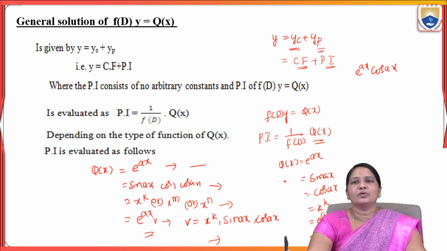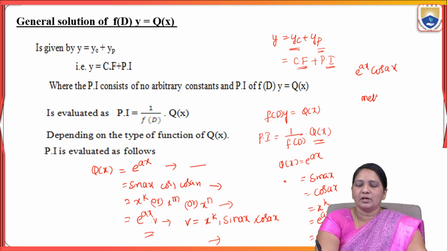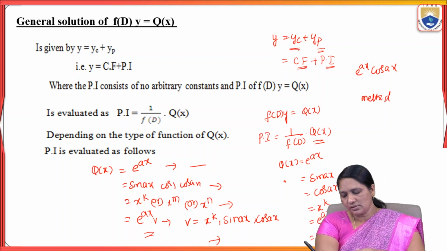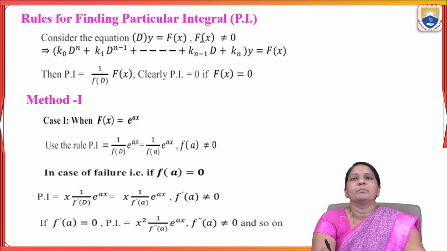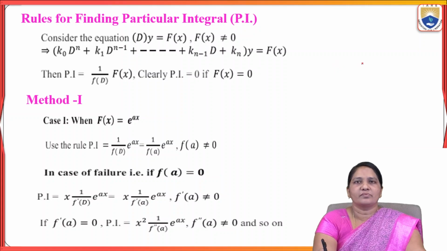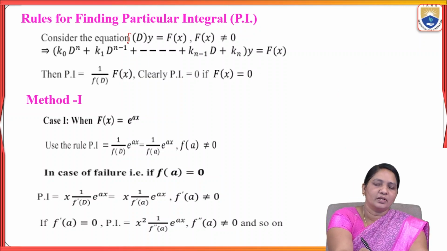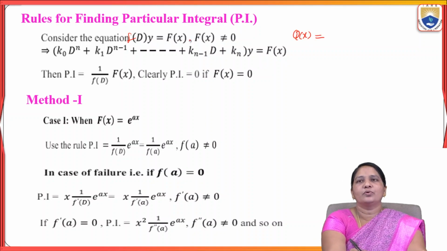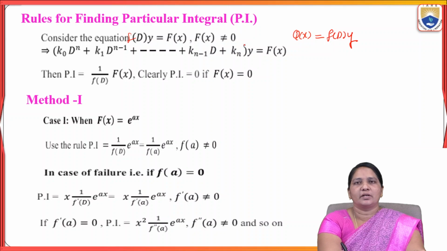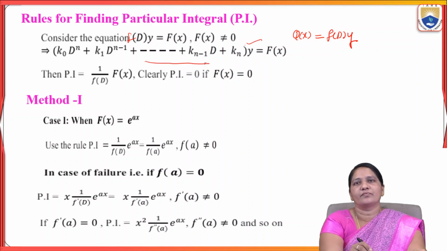So first in this video, we are going to learn about method 1. To find the particular integral, based on the Q of x value, we have different methods. What is the equation form here? f of D into y equal to f of x. Otherwise, we can denote f of x as Q of x also. So f of D into y equal to Q of x, and Q of x not equal to 0, then this is the equation form. From this we can calculate the particular integral.